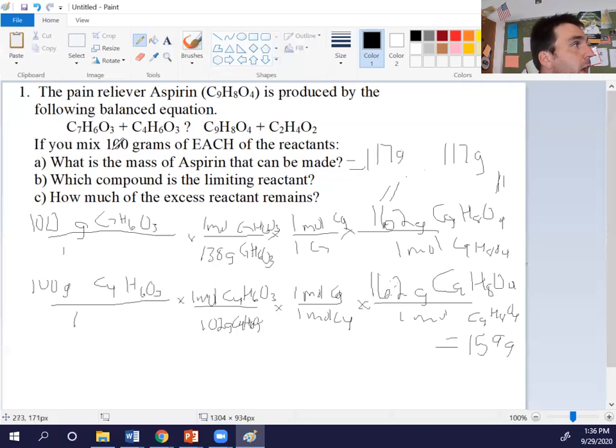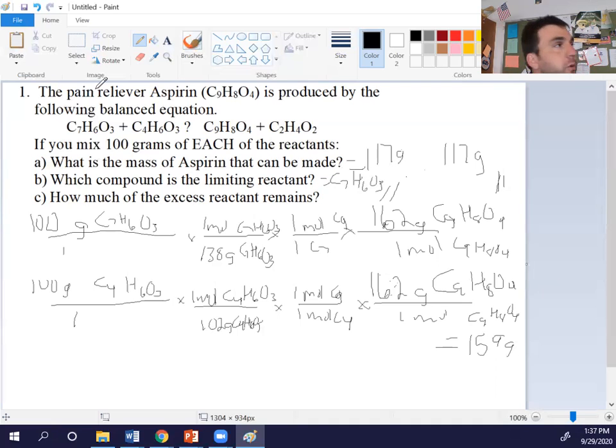All right, B, which compound is the limiting reactant? Which reactant gave you the smaller thing? So C7. Yep. Right, C is the hardest one to do, okay?